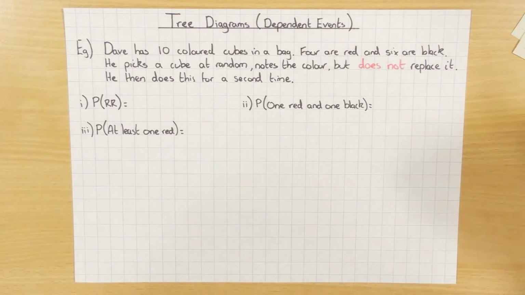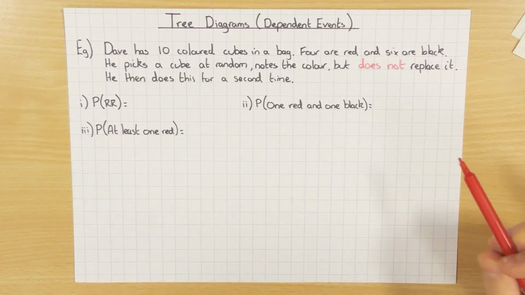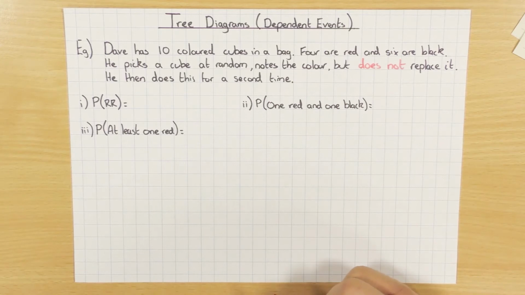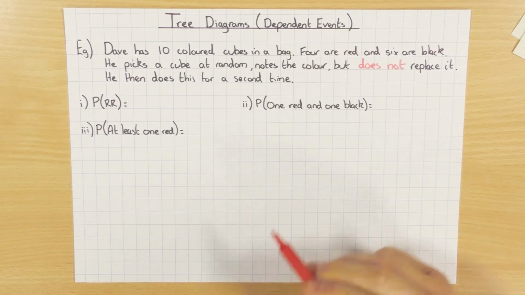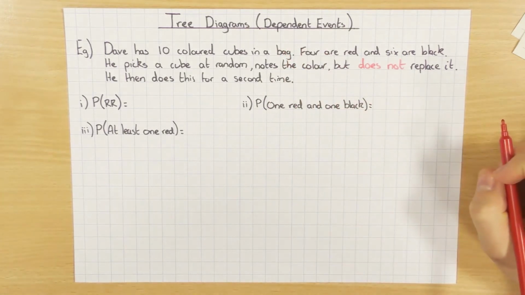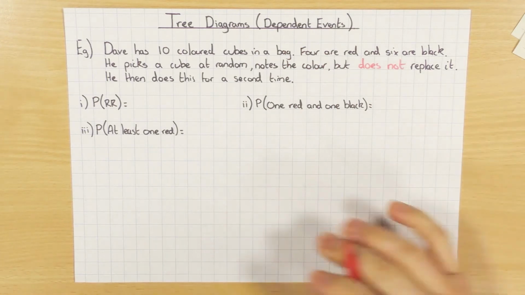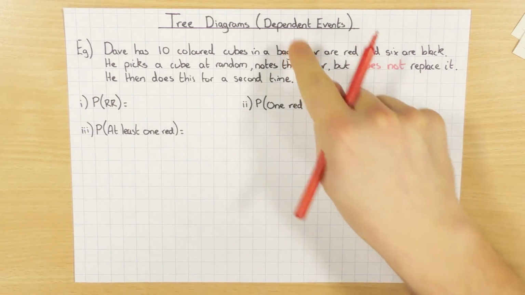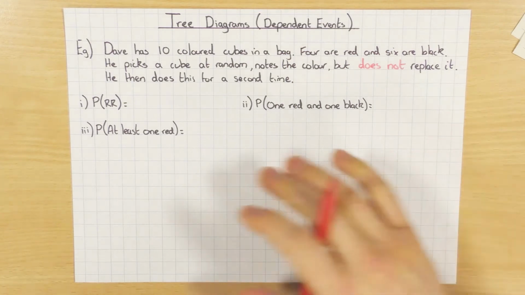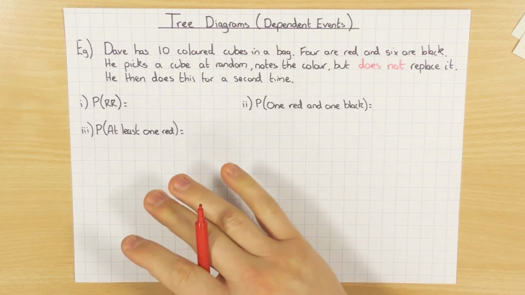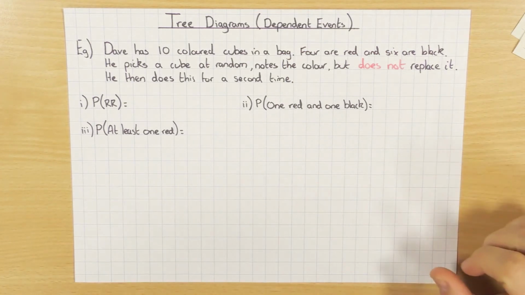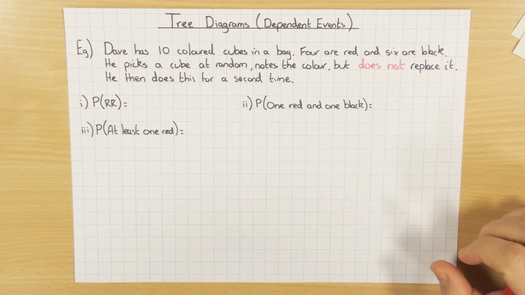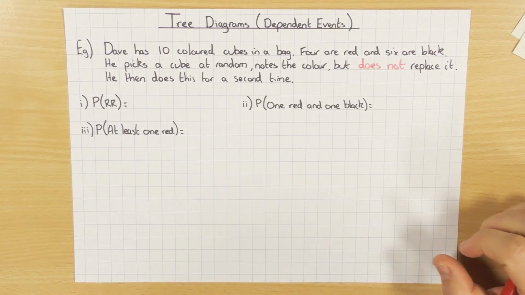Hi guys, in this video we're going to have a look at tree diagrams, but this time with dependent events. In the previous video, the events were independent, where they had no impact on each other. However, when it's a dependent event, whatever the first one is does have an impact on the second event. So we need to take that into consideration when we draw our tree diagrams.